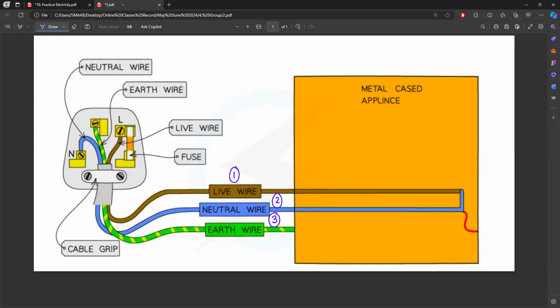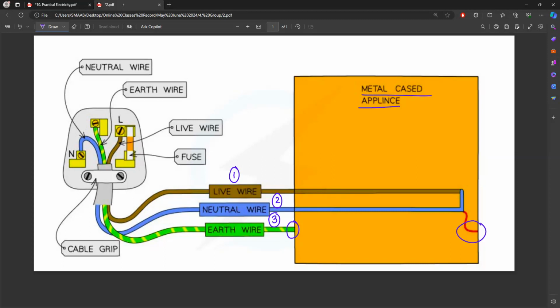So basically three wires are connected in this one socket, and the earth wire is only connected with the metal case. This is a metal case. So the earth wire is only connected with the metal case. Live and neutral wires are connected with the main power.